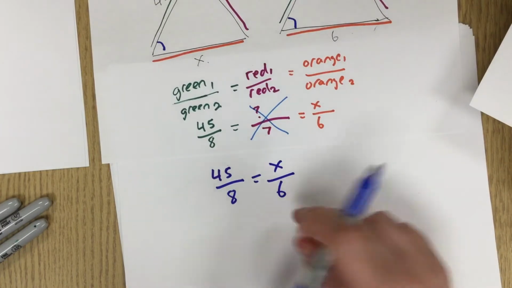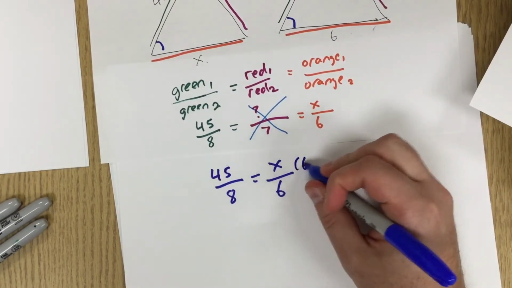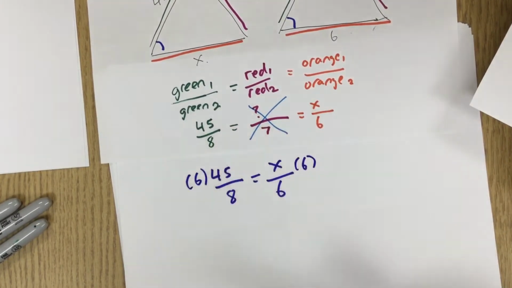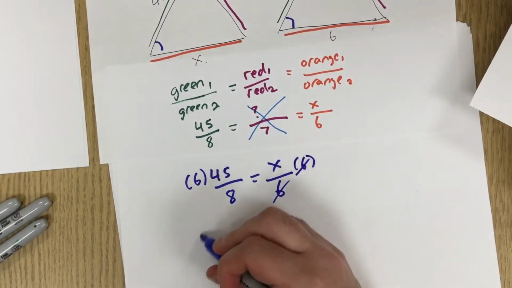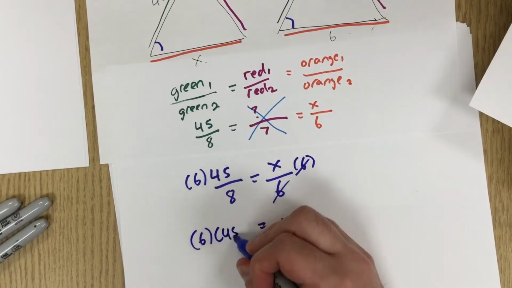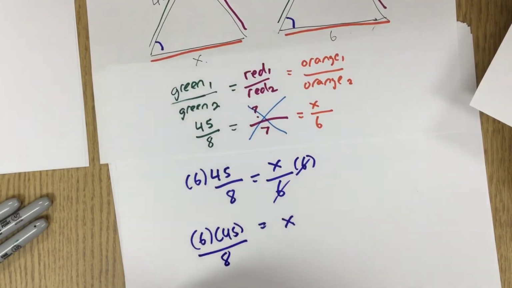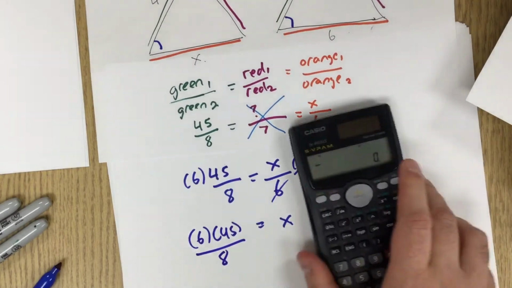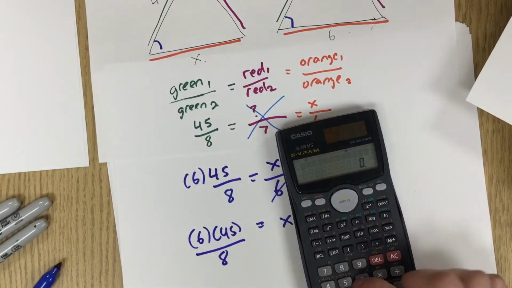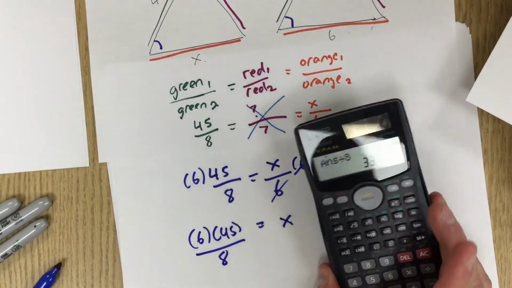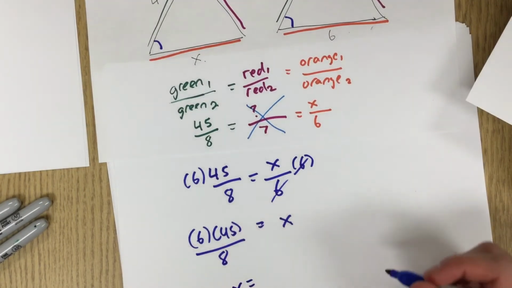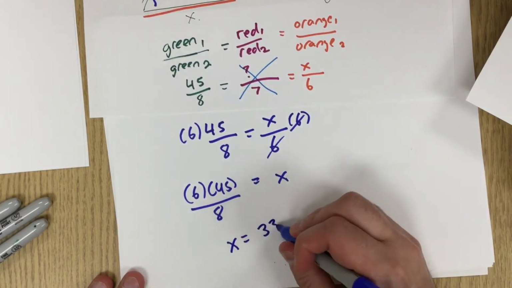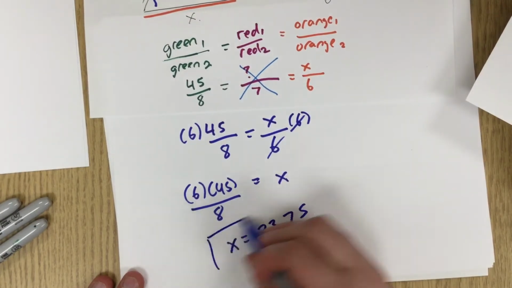How do we solve it? We're going to multiply both sides by 6. These will cancel, and we get x equals 6 times 45 over 8. So we get our handy calculator. 6 times 45 equals, divided by 8, and that's 33.75. So x is 33.75. And there we go.